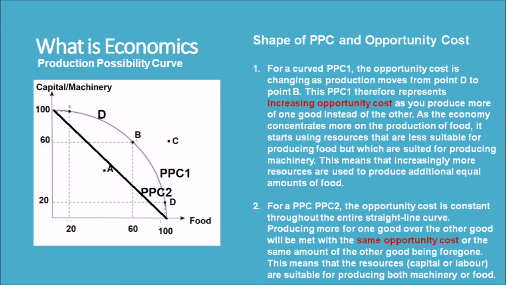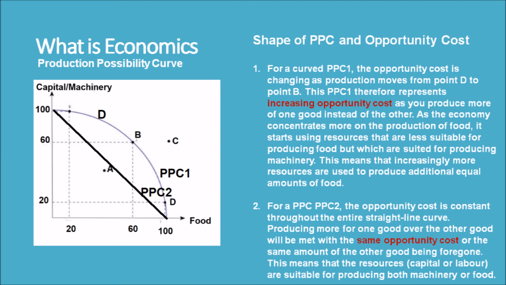Shape of PPC and opportunity cost. 1. For a curved PPC1, the opportunity cost is changing as production moves from point D to point B. This PPC1 therefore represents increasing opportunity cost as you produce more of one good instead of the other. As the economy concentrates more on the production of food, it starts using resources that are less suitable for producing food but which are suited for producing machinery. This means that increasingly more resources are used to produce additional equal amounts of food.